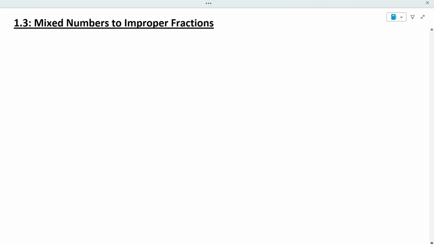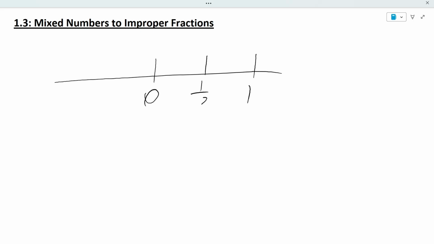This is 1.3 GCSE Maths, looking at how to convert mixed numbers to improper fractions. So up until this point, we've been dealing with this number line, and we've discussed all these different fractions between 0 and 1.